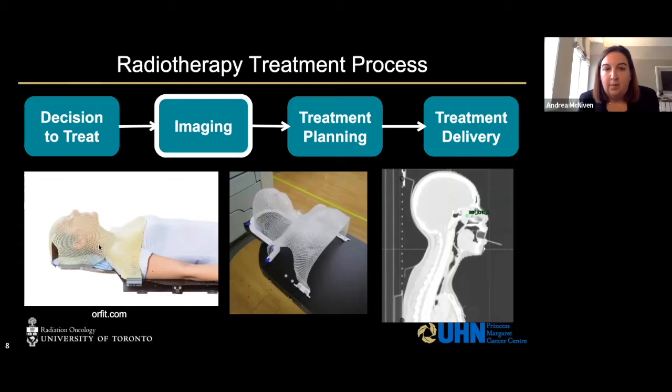Typically most centers use what is called a thermoplastic mask, and you can see it covers both the head and the shoulders, helping to reproduce the setup every single day. That will be placed upon them on the couch and delivered set up at the treatment unit as well. And you can see on the right here, they also would have a neck rest to help support the head and recreate the positioning of the head.